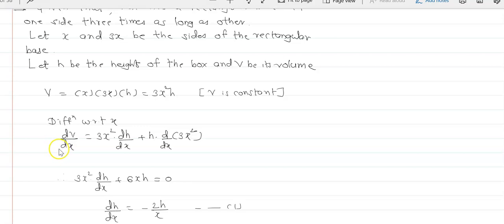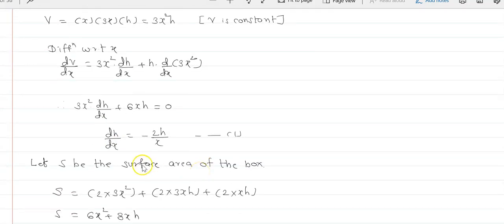Now differentiate this with respect to x. That is dV upon dx is equal to 3x square into dh upon dx plus the derivative of 3x square, which is 6x. For the condition for maxima and minima, we set it equal to 0. If you equate it, then you will get dh upon dx is equal to minus 2h upon x.